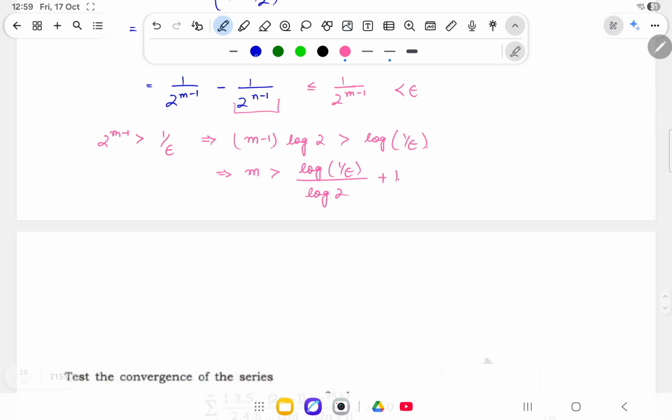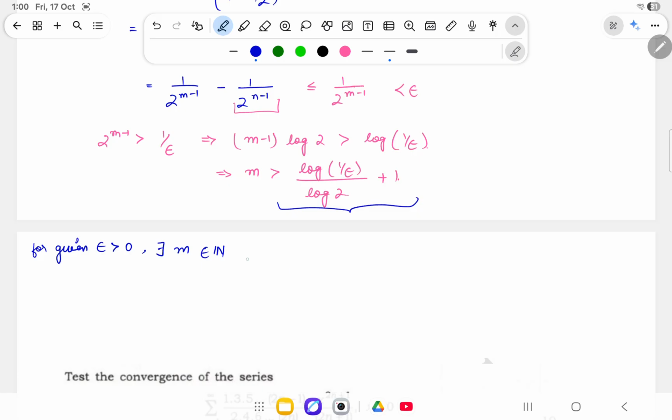let's just name it something. So for a given epsilon greater than 0, we got an m. This is our m. There exists an m, like we can take its greatest integer, because m should be a natural number. This might not turn out to be a natural number, so we can just take the smallest integer that is greater than this term.